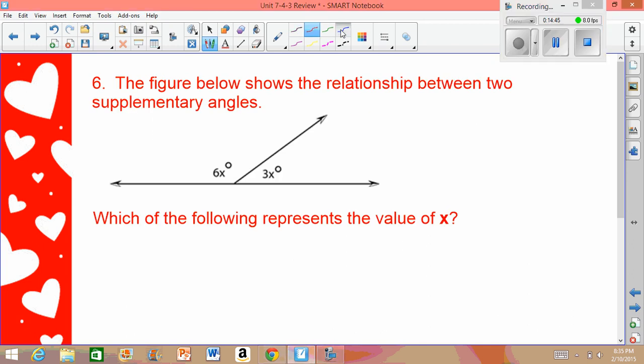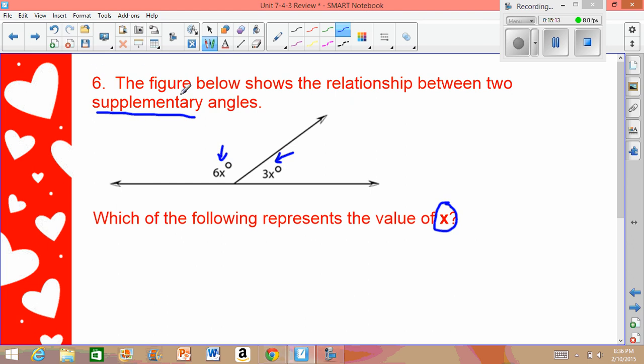All right, now let's have a look at problem number 6. It says the figures below show the relationship between 2 supplementary angles. So which of the following represents the value of x? Notice we don't have any multiple choice answers, so it is going to be our job to find the value of x. It's not asking us what 6x equals. It's not asking us what 3x equals. It just wants to know, what does x equal?